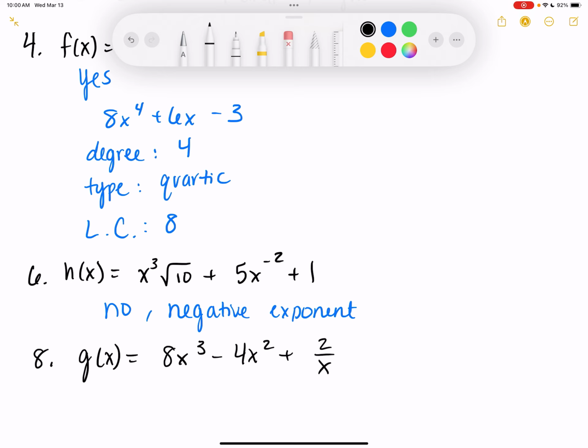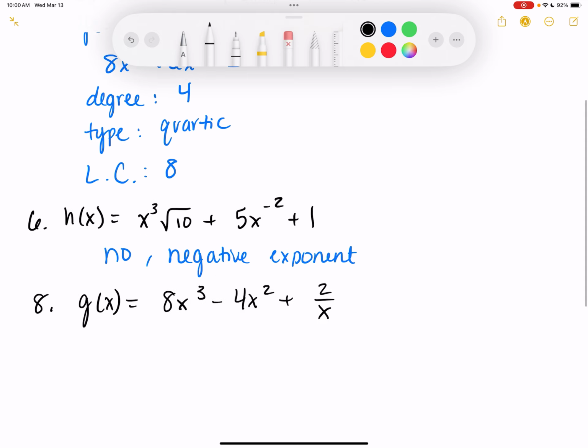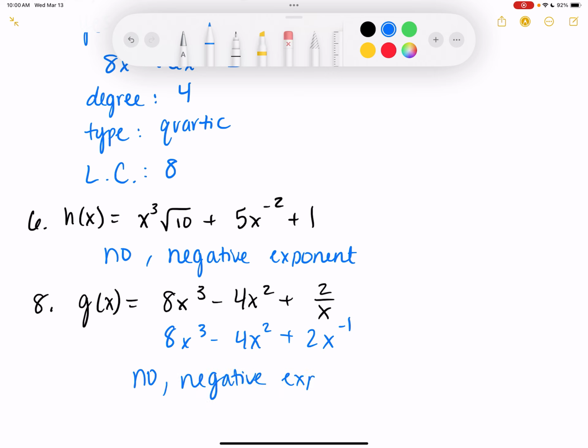Okay, it's going to become negative, so this would be the same as 8x cubed minus 4x squared plus 2x to the negative 1. So based on that, is this polynomial? No. Because there's a negative exponent. Could also say because the variable's in the denominator, because that would obviously imply the same thing.